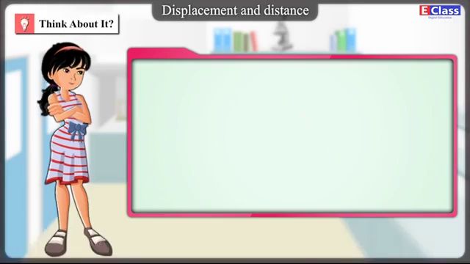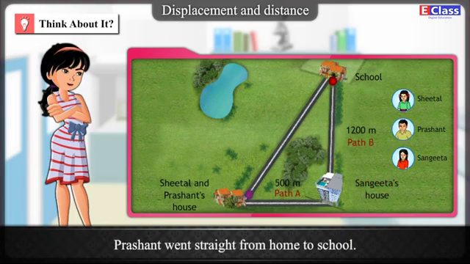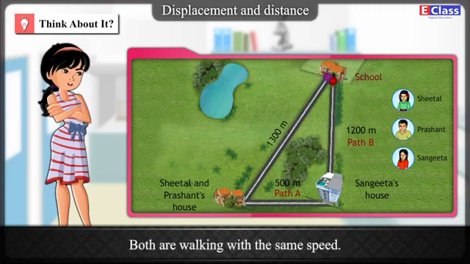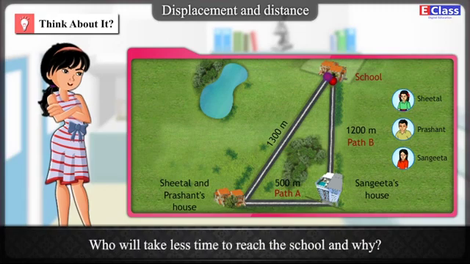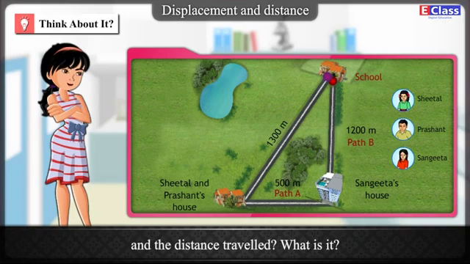Think about it. A. Sheetal first went to her friend Sangeeta's house on her way to school. B. Prashant went straight from home to school. Both are walking with the same speed. Who will take less time to reach the school and why? In the above example, is there a difference between the actual distance and the distance travelled?